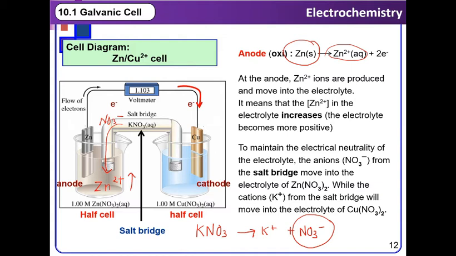While the cation from the salt bridge will move into the electrolyte of copper nitrate. So the K plus ion will move here. Why does it move here? Because the copper 2 plus ions in here undergo reduction and become solid copper, so the copper 2 plus ions in here decrease. When the concentration of copper 2 plus decreases, the K plus ion from the salt bridge will move to this electrolyte to maintain the neutrality.